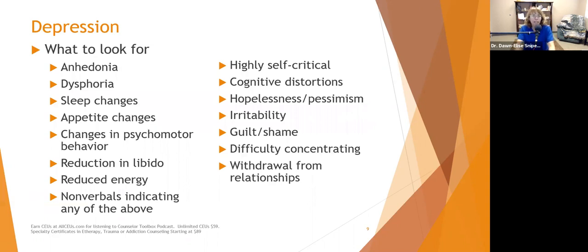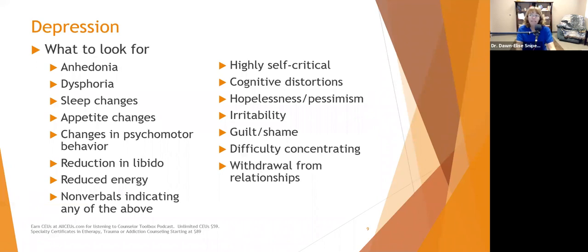A reduction in libido, reduction in energy. Now, energy is different than psychomotor behavior. Psychomotor behavior is how quickly or slowly you do things. Energy is whether you feel like you got the pep to actually get up and get it done, or if you feel fatigued. We want to look for nonverbals indicating any of the above. If the person is hunched over and moving slowly or kind of nodding off in your office, anything like that, or if they're tearful, that gives us some ideas about what's going on.